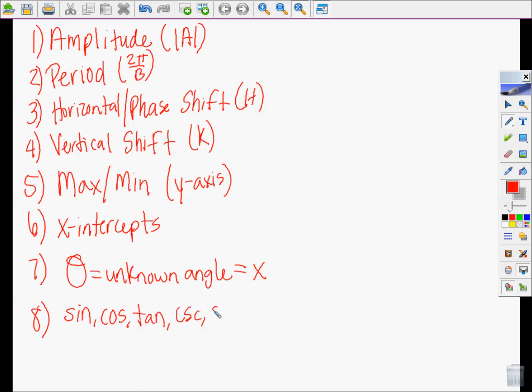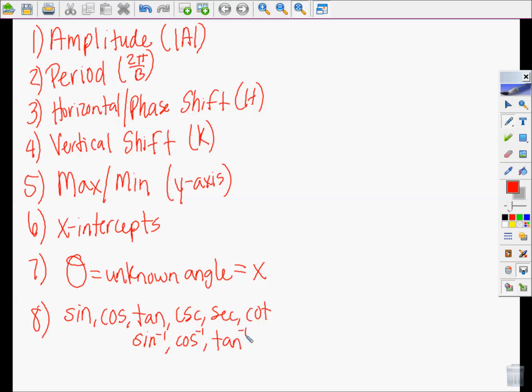cosecant, secant, cotangent. Can I come out to school and get my spiral back? Yes. Oh, you gonna have them graded by the end? Yes, my plan is to have them graded by the end of 6th period. Oh, that's my plan.